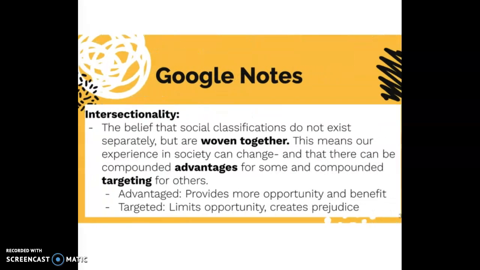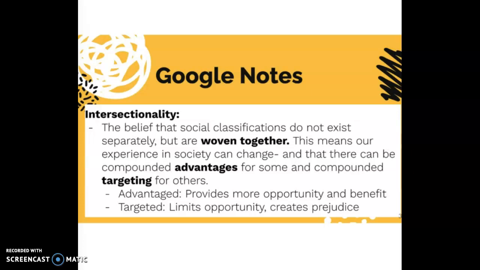And then say, another thing that we explored today, and we're going to continue to explore, is this idea of intersectionality, that our identities are not one thing, but they are often woven together. This means our experiences in society can change, that I'm not always experiencing the same thing because my identity is many different layers. There can be compounded advantages for some and compounded targeting for others. You can define advantage and targeted.